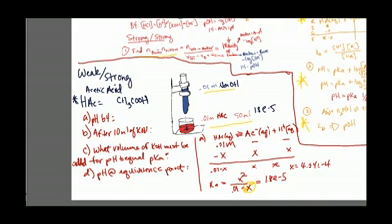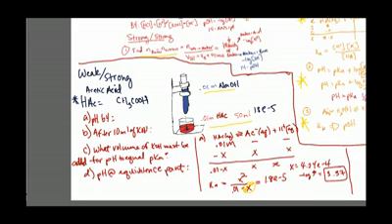So when you do negative log of that answer, you get the pH of 2.37. There's before the titration begins, part A.